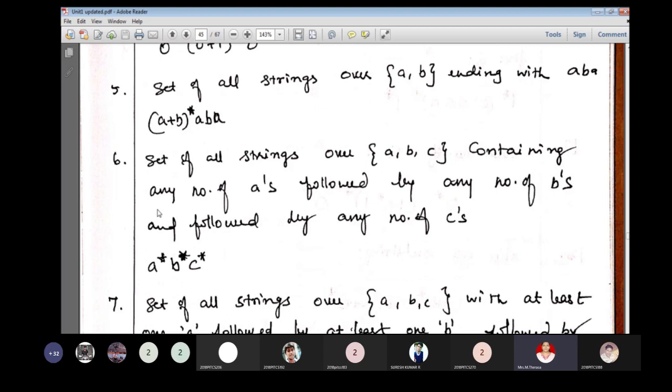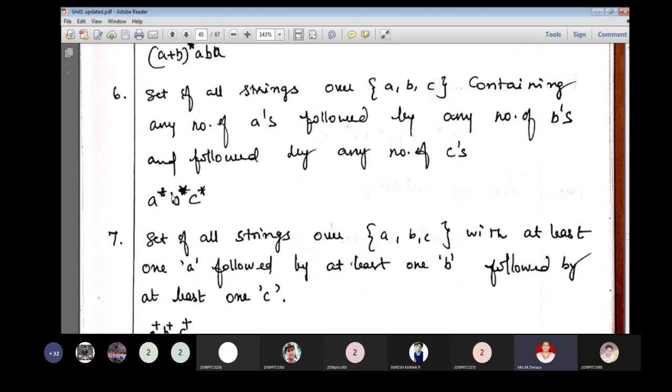Clear? Next. Set of all strings over A, B, C. Here you are given 3 different symbols A, B, C containing any number of A's followed by any number of B's followed by any number of C's. Okay, the order matters, but the number of A's and B's can be of any length. Any length in the sense 0 or more. So how can we represent that? A star followed by B star followed by C star.